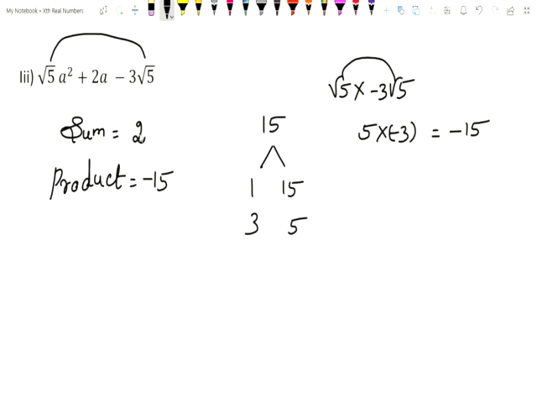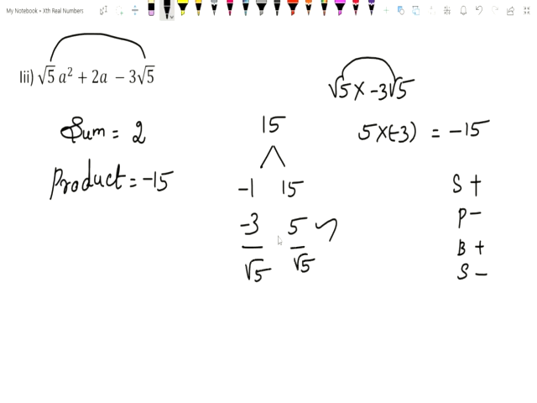Here sum is positive, product is negative, which means bigger number positive, smaller number negative. So smaller number negative. Then when we add minus 1 plus 15, what will you get? Plus 14. But here sum is 2. Minus 3 plus 5, what will you get? Plus 2. So this is the suitable factor. After this, we have to divide by the coefficient of a square. Here the coefficient of a square is root 5.